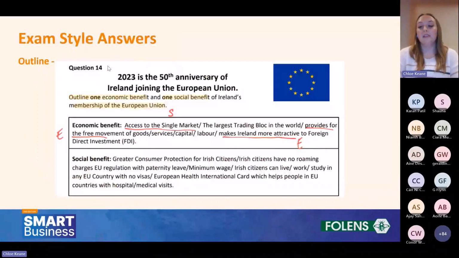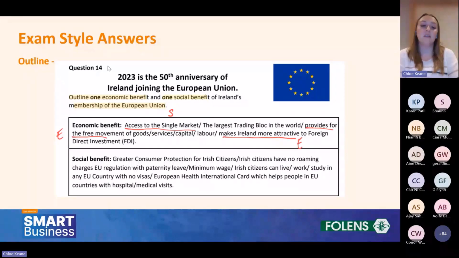So just going through some exam style answers, and I suppose showing in practice where I speak about state, explain, expand. This is an example where it asked to outline one economic and one social benefit. So they had to be specific in the benefit that they were speaking about. It didn't just say two benefits of Ireland's membership of the EU. The economic benefit that they gave in the marking scheme, and there were a couple of different ways they could frame this, was access to the single market. But that's not enough for an outline question.